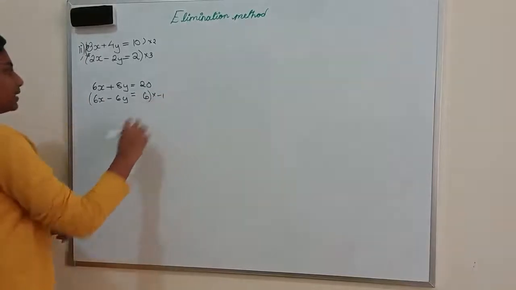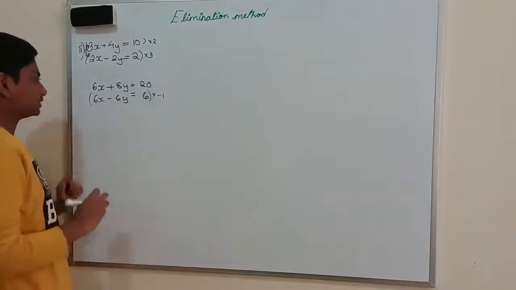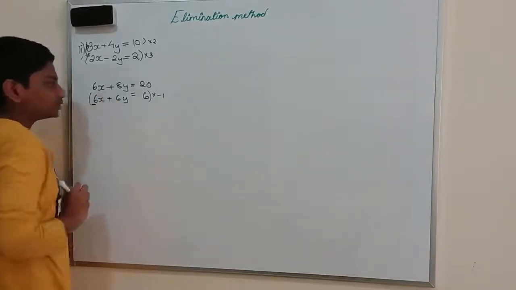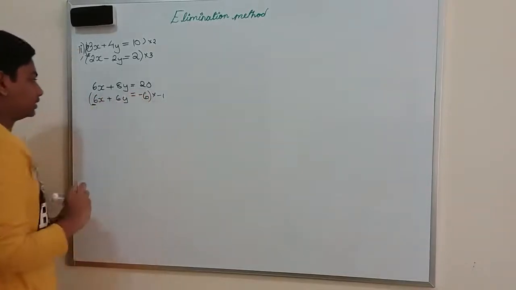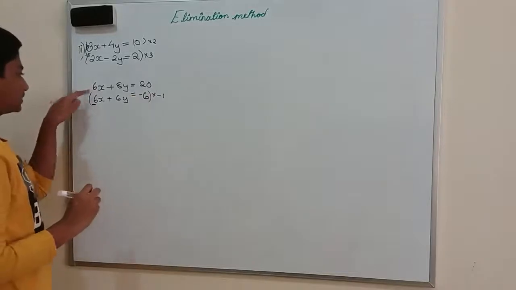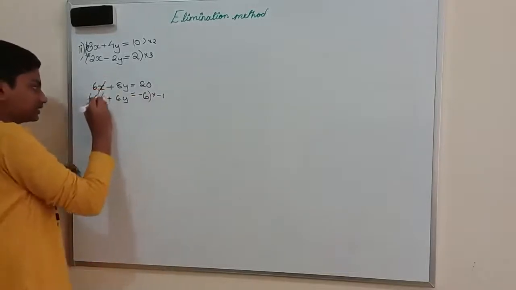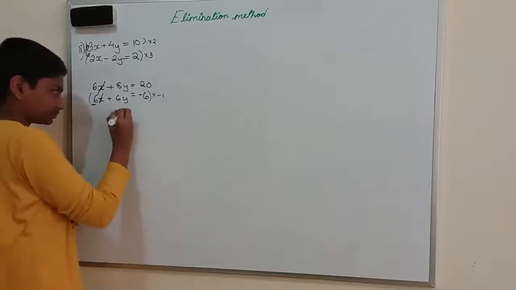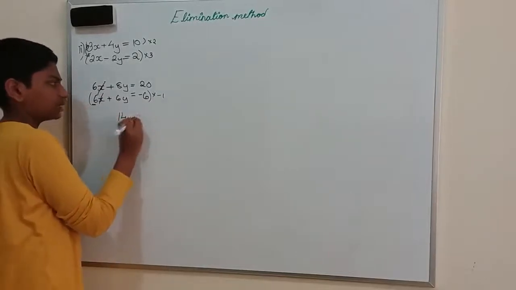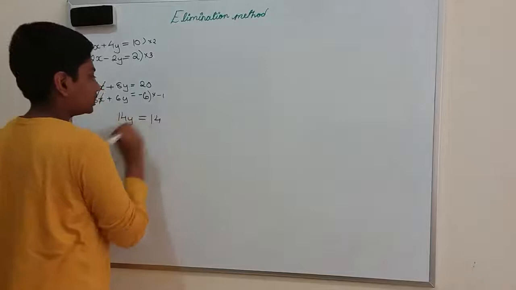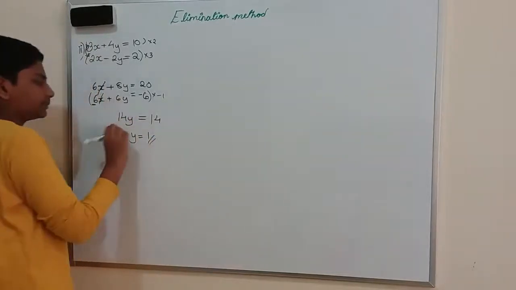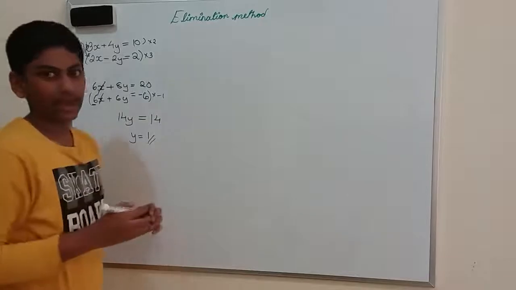If I multiply the second equation by minus 1, 6x will be minus 6x. Then this will become plus over here and this will become minus over here. So plus 6x and minus 6x get cancelled. And the next thing we should do is add these both. We'll get 14y, which is equal to 14. Now what should we do? y should be equal to 1, so 14 by 14 gives 1. So y is equal to 1.